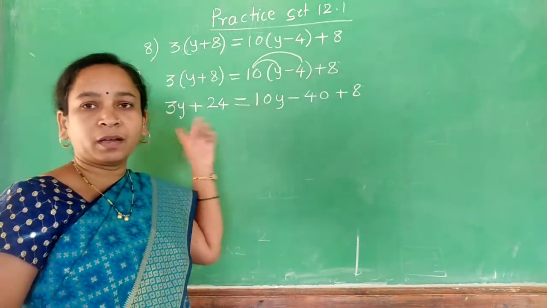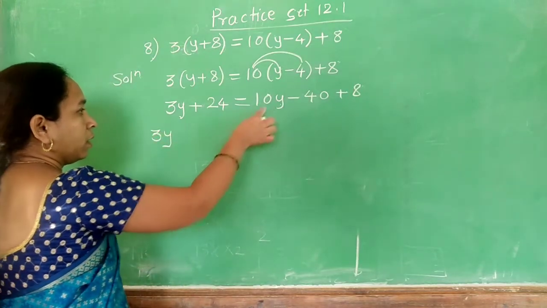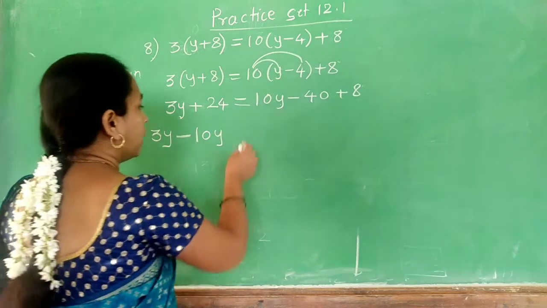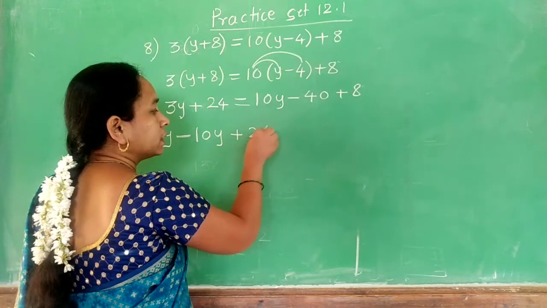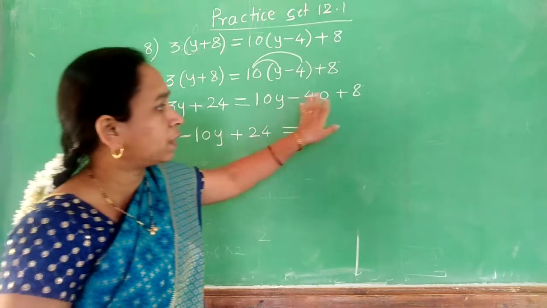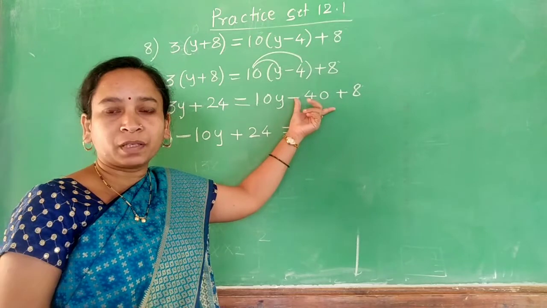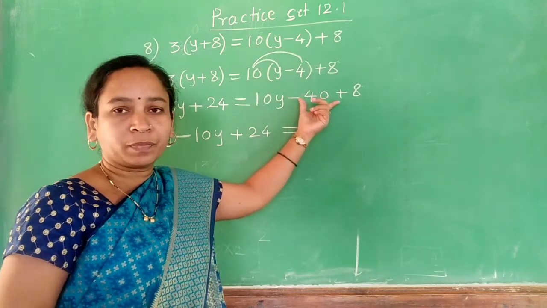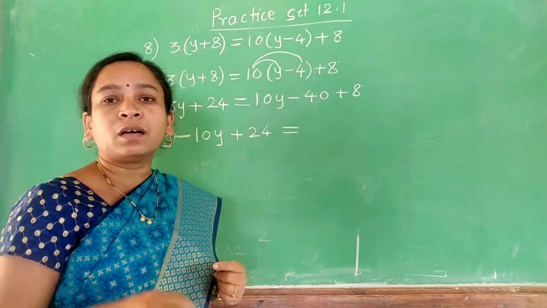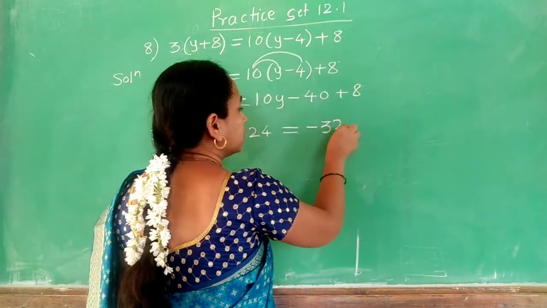Again 3y, 10y. So we have to bring them together. 10y I will transfer here. So 3y, 10y will go here, so minus 10y, plus this 24 as it is, is equal to. 10y I have shifted on this side. So who is left on this side? Minus 40 plus 8. Now minus 40 plus 8, these are like terms, we can add them. But they have different signs, so there would be subtraction and the answer will get the sign of the bigger number. So minus 40 plus 8 would be minus 32.